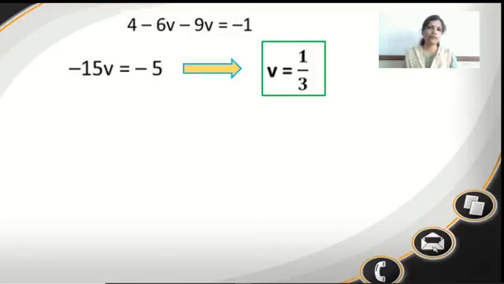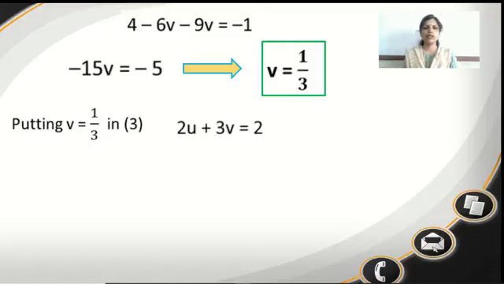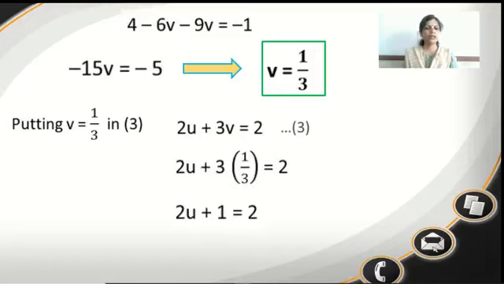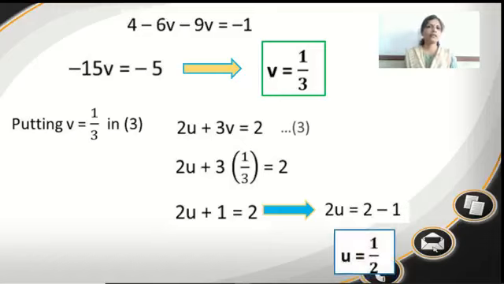Let's find the value of u now. So we can put this value of v in equation 3. This is our equation 3: 2u plus 3v is equal to 2. We'll put the value of v here. So 2u plus 3 into 1 upon 3 is equal to 2. We can cancel this 3. So you are left with 2u plus 1 is equal to 2. So 2u is equal to 2 minus 1. We are getting u is equal to 1 upon 2.